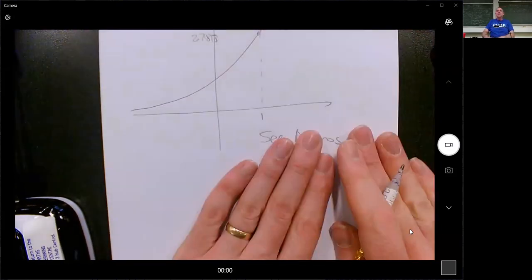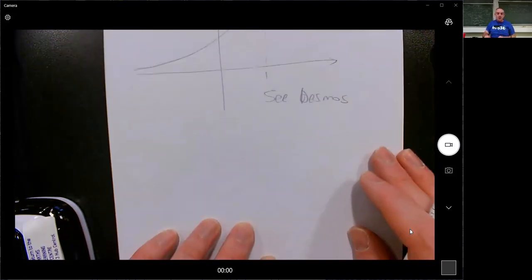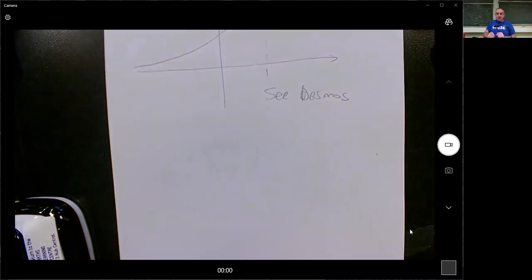I'll put a link to the Desmos on the website as well, the one that I just made, so that you can see it. Just try and remind myself to do that when I scan the pages. Put it on my hand as well. Desmos link. Okay, that'll remind me.